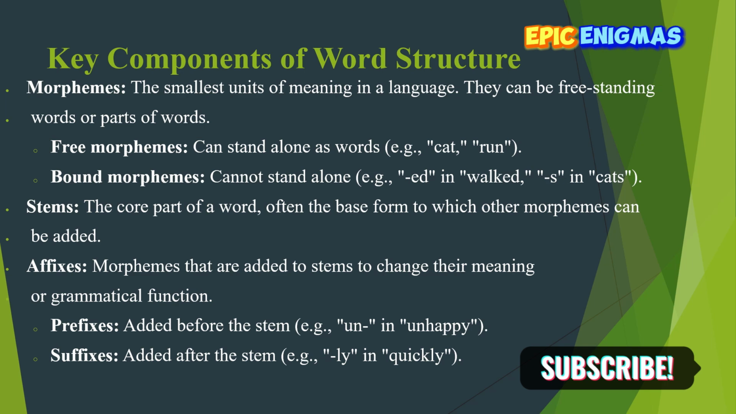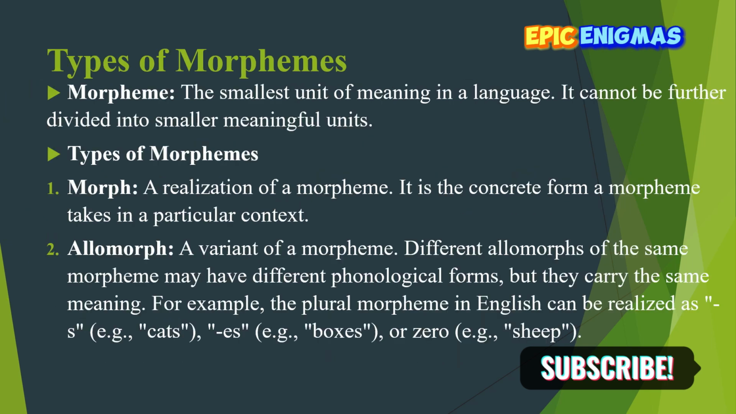Quickly, word ly. We continue. We have types of morpheme, the smallest unit of meaning in a language. It cannot be further divided into smaller, meaningful units. Types of morphemes: we have morph, we have allomorph. So a morph is a realization of a morpheme. It is a concrete form of a morpheme that it takes in a particular context.